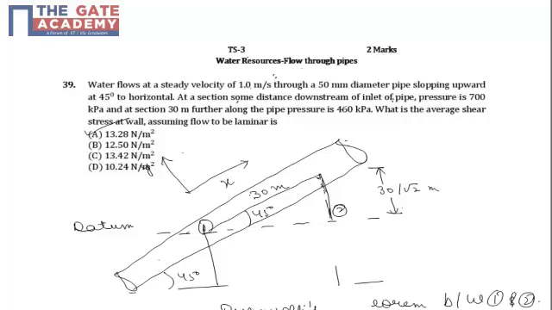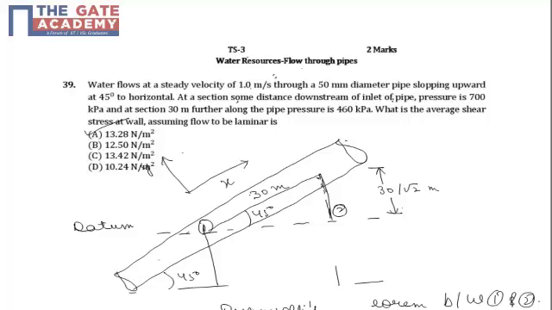Dear students, the following question is a good 2-mark question from the topic of flow through pipes plus laminar flow. Here some conditions are given: water flows at a steady rate of 1 meter per second through a 50 mm diameter pipe that is sloping upwards at 45° to the horizontal, and I have drawn a rough sketch of the same.